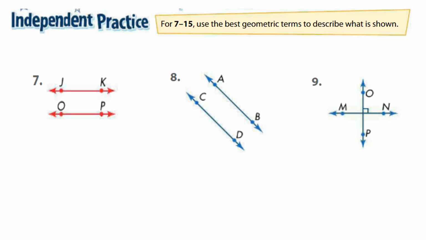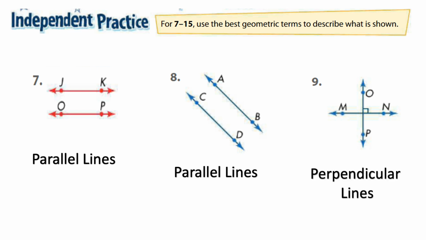Now I'm going to use the best geometric term to describe the figure shown. JK and OP, the two lines are parallel. Line AB and line CD, they never intersect, so they are parallel lines. Line OP and line MN, they are intersecting at one point, and at the same time, it's very obvious that we have a right angle between them. So the two lines are said to be perpendicular lines.